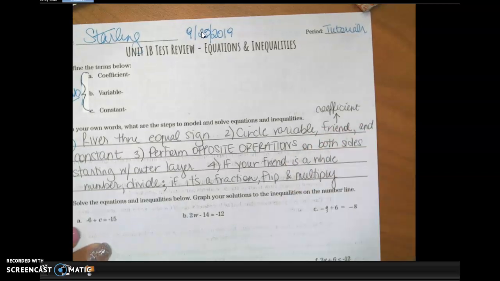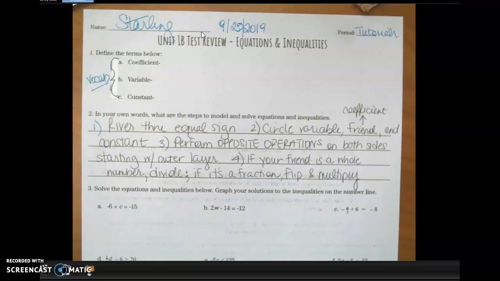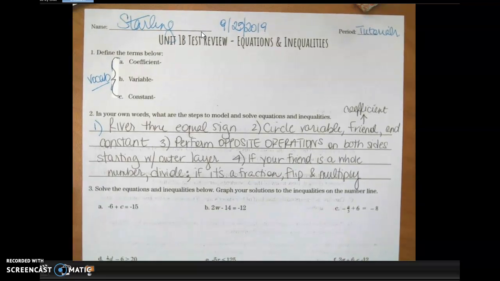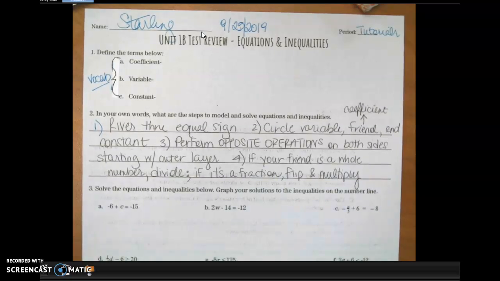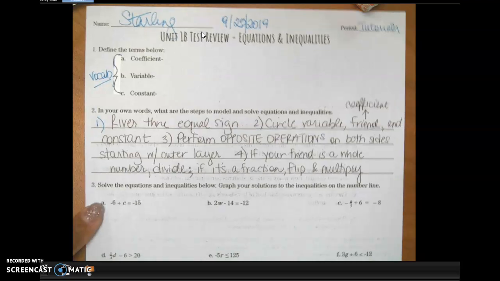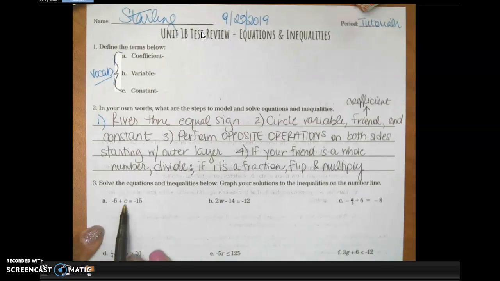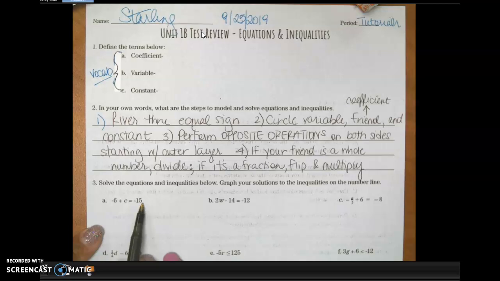Okay. Now, you gotta stay focused. I said that before we started. We gotta move quickly. We only have a few minutes left. So, solve the equations that we've been given. I have negative 6 plus c equals negative 15.